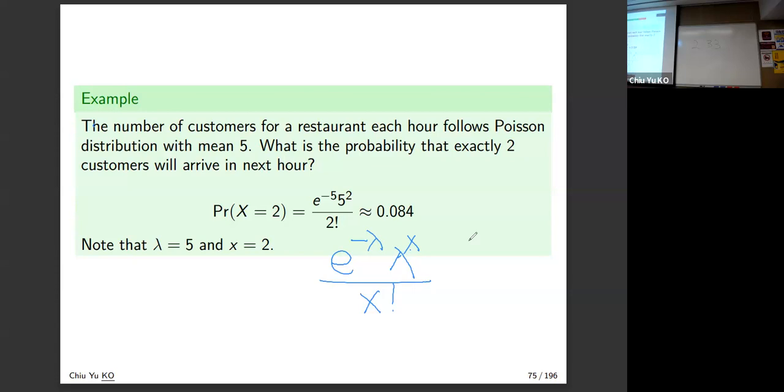They give you something that seems to be sensible, so check, right? But the idea is very simple. Just put lambda is 5, x is 2. Is that okay? Because that will tell us the probability that exactly 2 customers arrive.